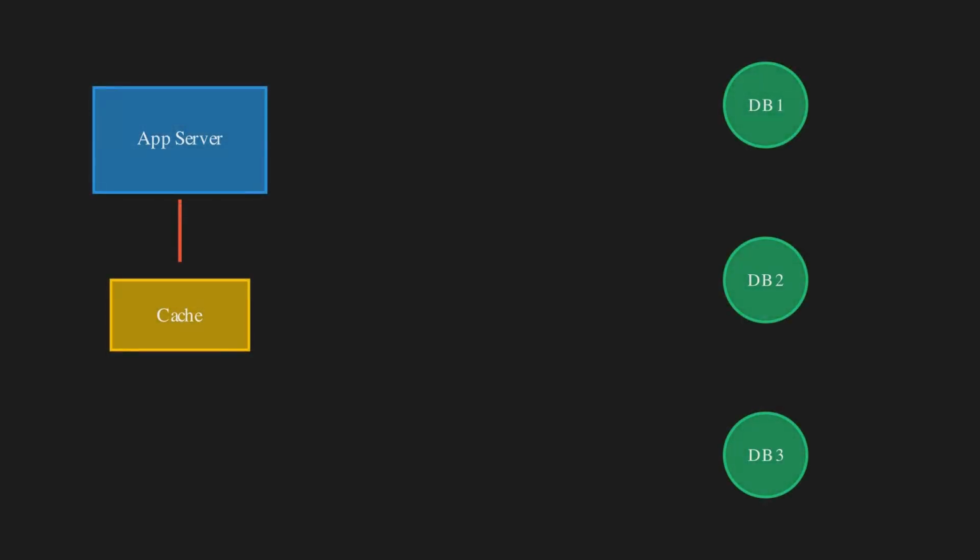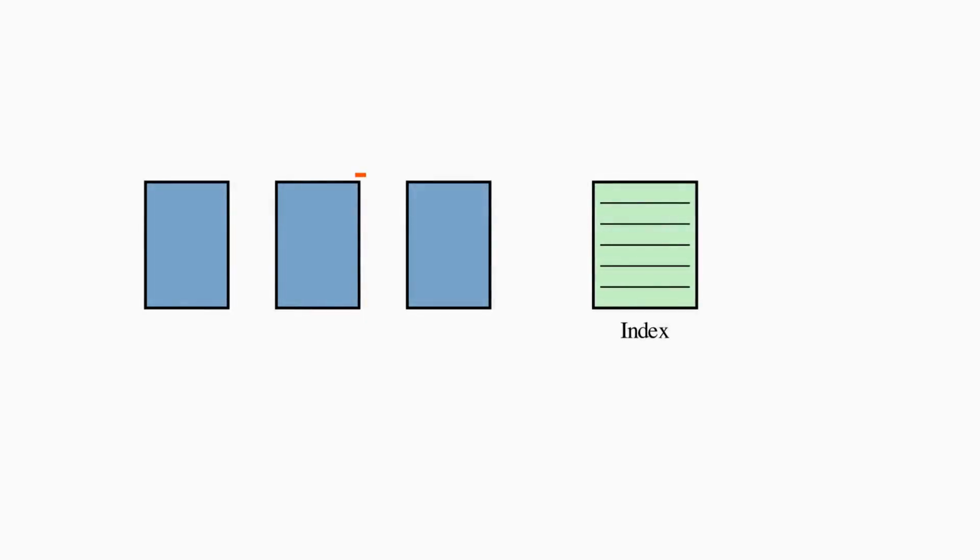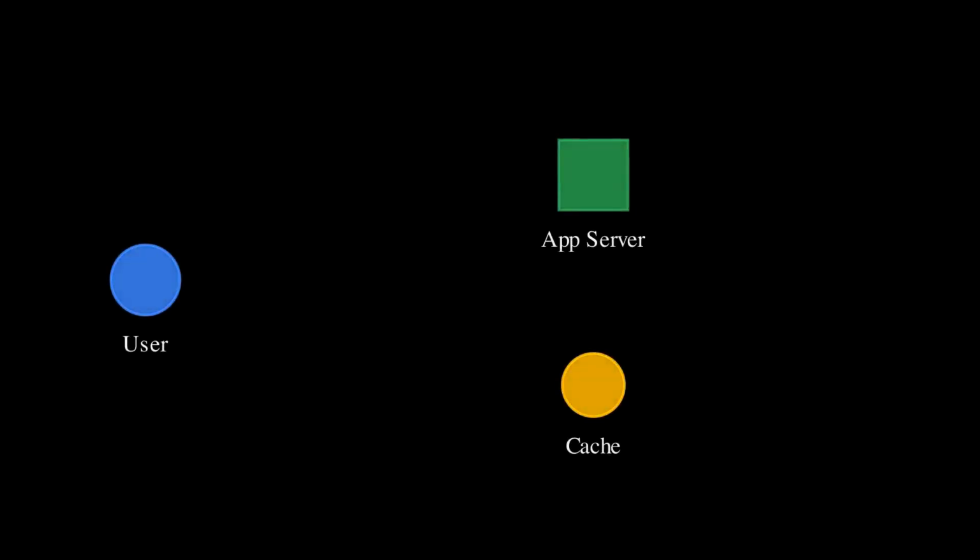If not in the cache, the server calculates which database shard should contain the username. It queries only that specific shard, using the index for a near instant lookup. The result, whether taken or available, comes back quickly from the specific shard. Optionally, the result might be added to the cache, speeding up future checks for that name. These can quickly tell if a username is definitely not taken, filtering requests early.